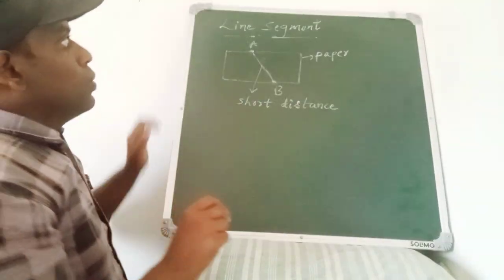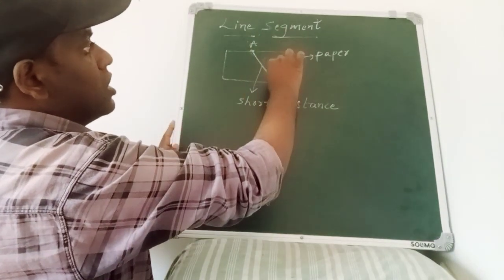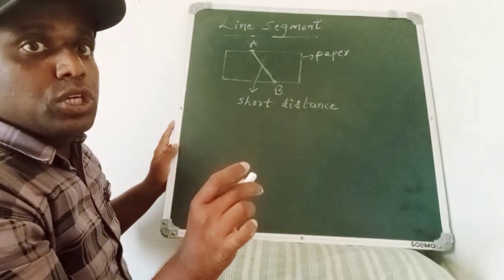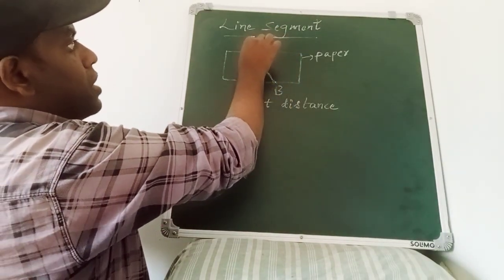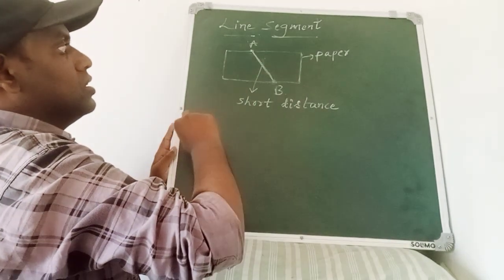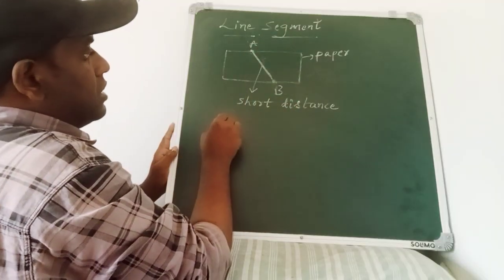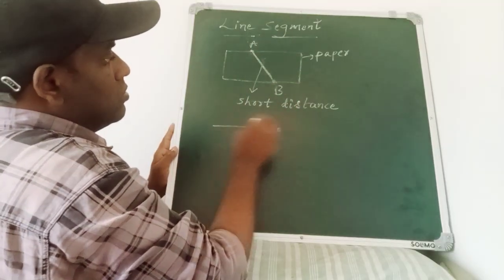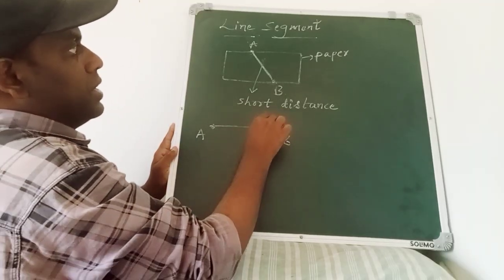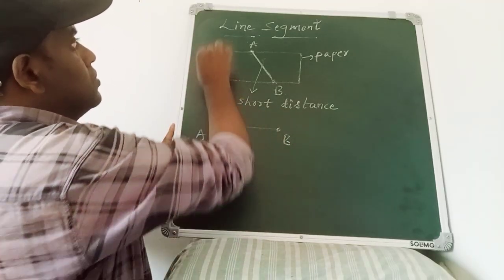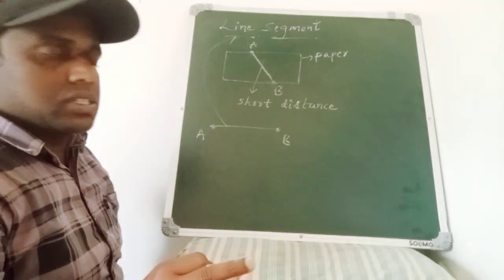Now what is a line segment from this diagram? The short distance between two end points. This is the short distance between two end points, point A and point B. So this is called a line segment. Same thing I will write like this and show. A, B. So this is a line segment now. You got it right? What is a line segment?